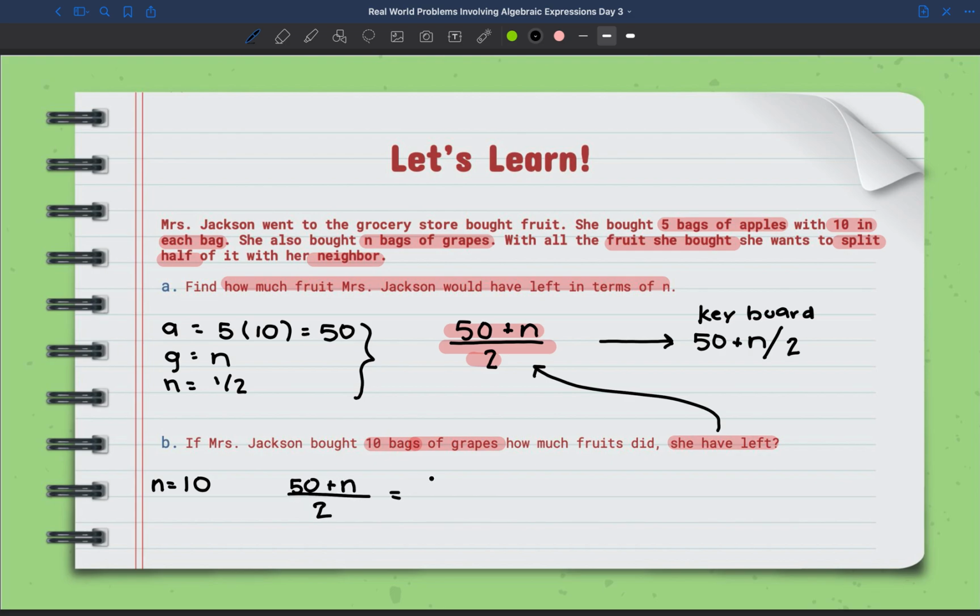When we substitute the value of our variable in, we get 50 plus 10 divided by 2. And then 50 plus 10 equals 60, divided by 2 gives us 30. So she had 30 pieces of fruit after she has split it with her neighbor.